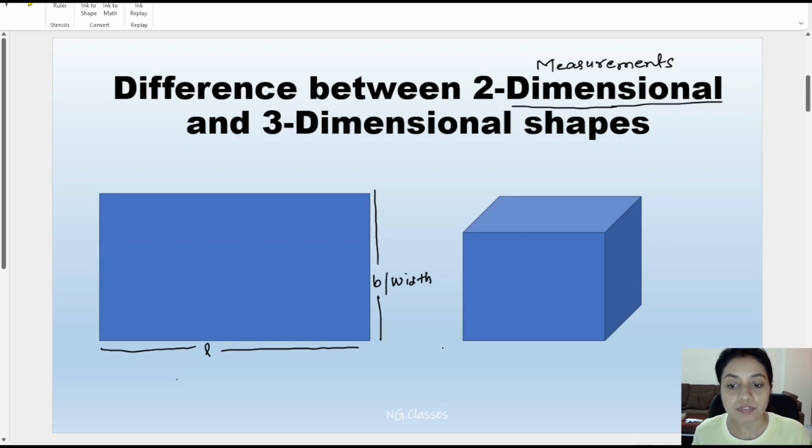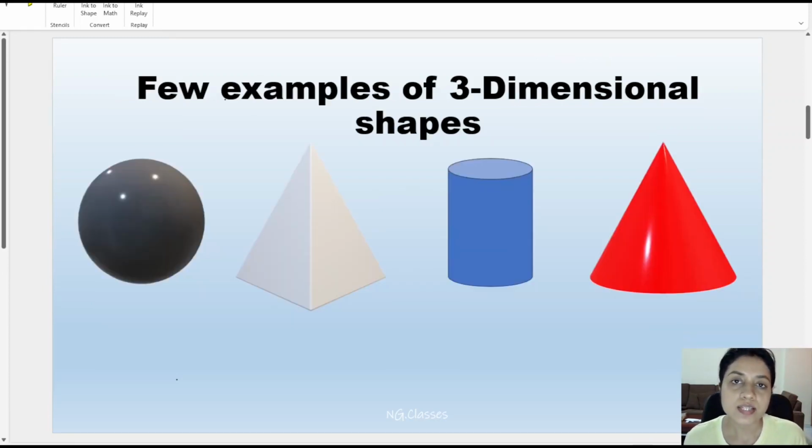Let's see the second figure. It's a cube, right? And this cube has length, breadth and height, which is also known as depth. All right. Now let's see some examples of three-dimensional shapes.